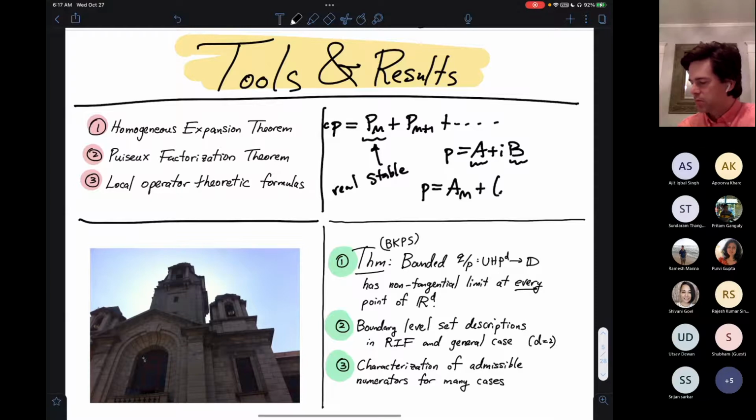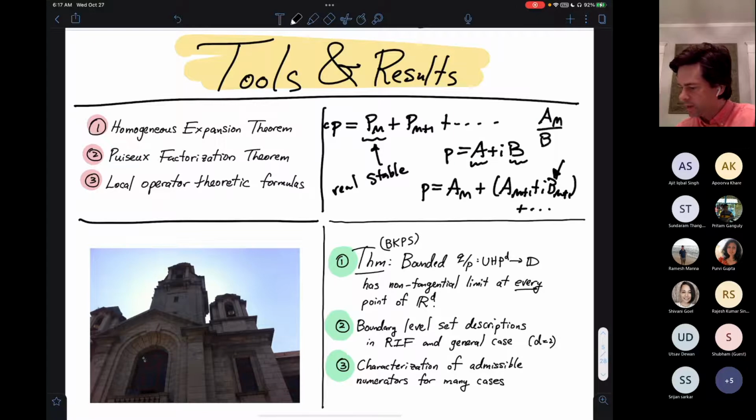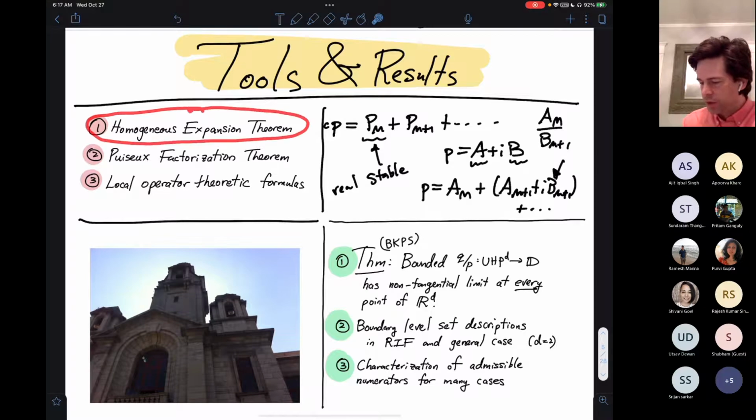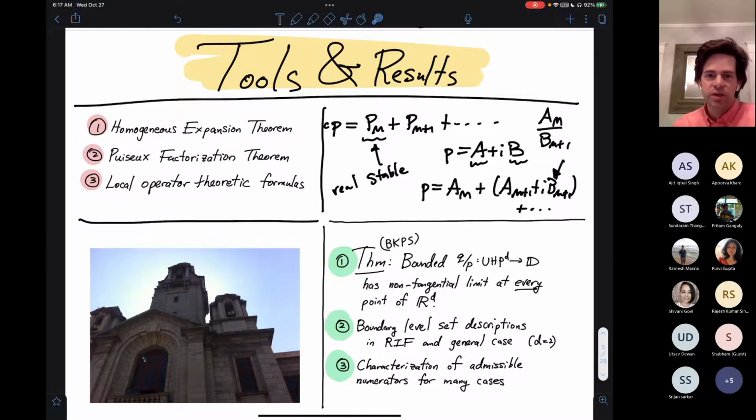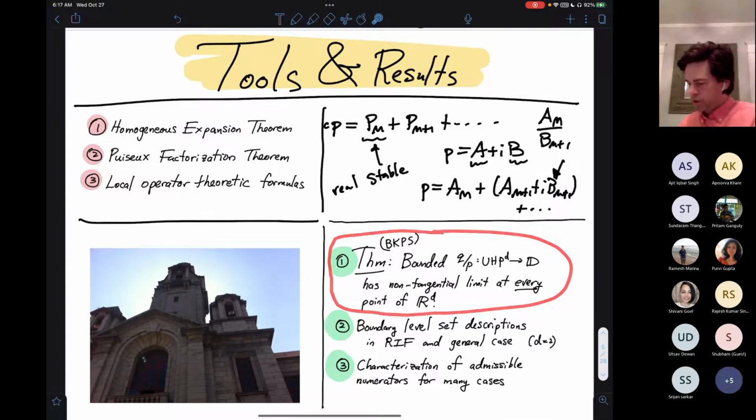And then there's some other interesting things you can say about the next term, like this term has to be here, and AM over BM plus 1 has to be what's called a Pick function, and has to map into the upper half plane. Anyway, I didn't want to say too much about this, but there's a lot of interesting things you can say about just homogeneous expansions. And that's the basis for one of our first theorems, which I just wanted to state.